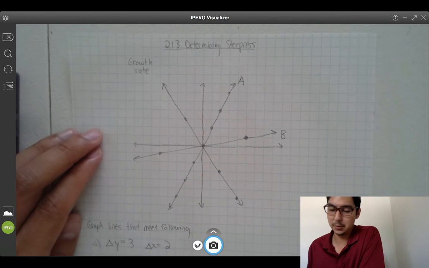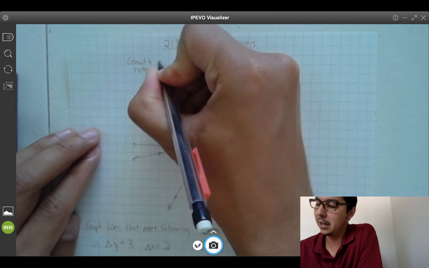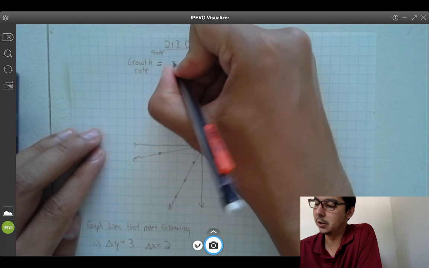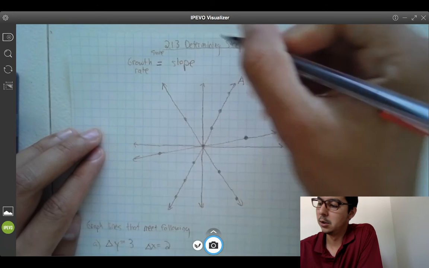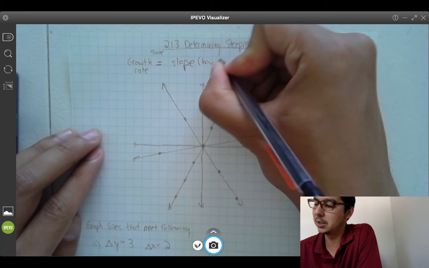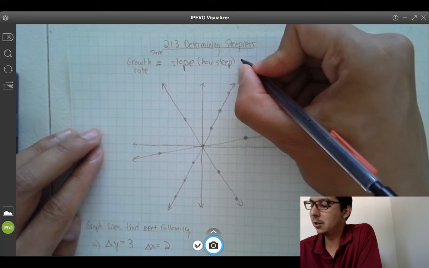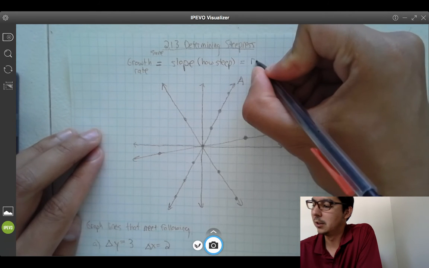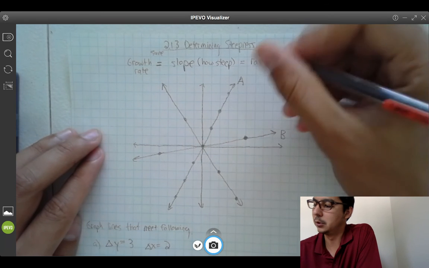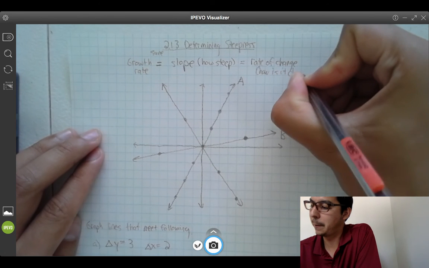So things to know, synonyms, things that are the same. When you say the word growth rate in math, that's the same as using the word slope, which is how steep something is. And that could also be, and we'll use this word in the future, the rate of change. How is it changing?